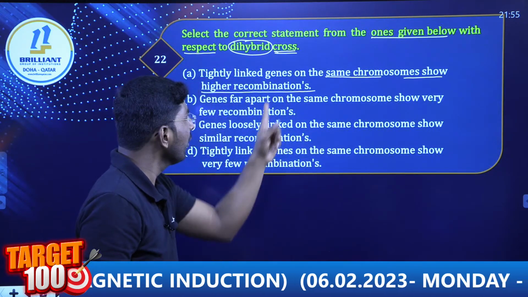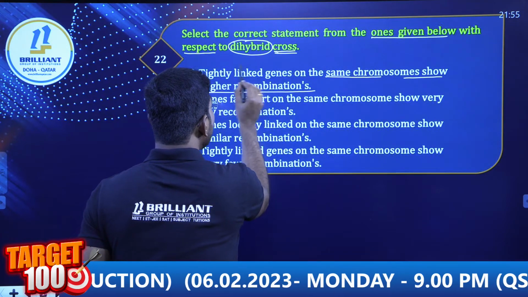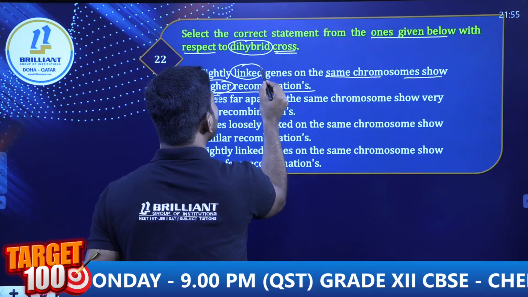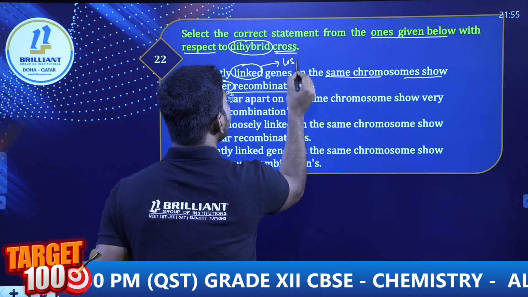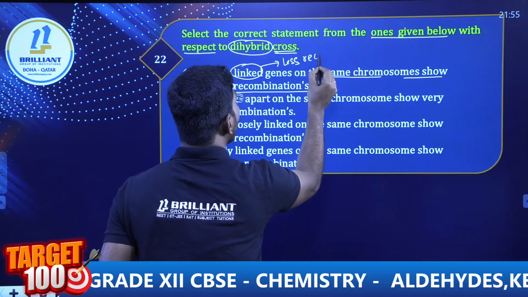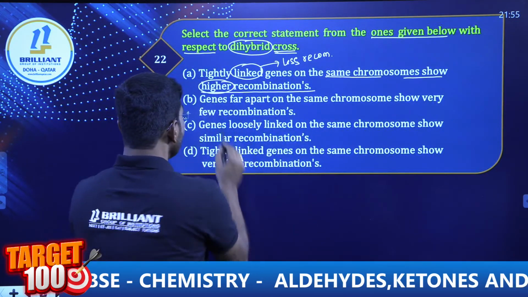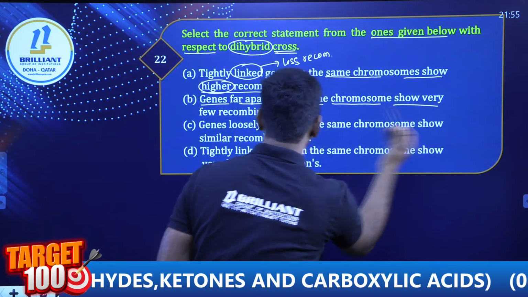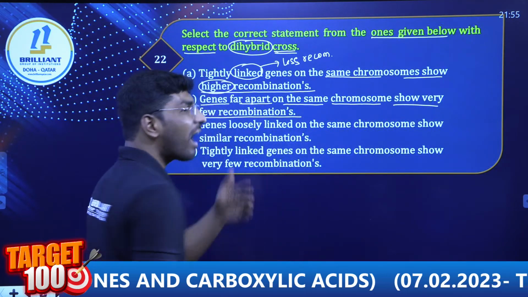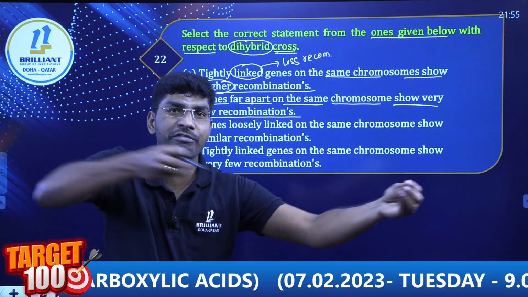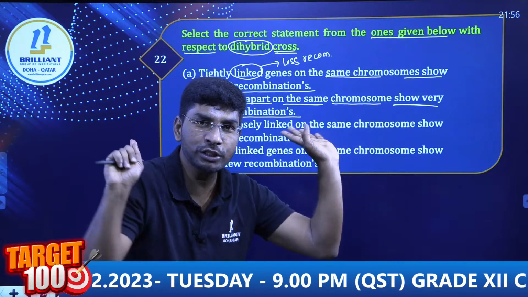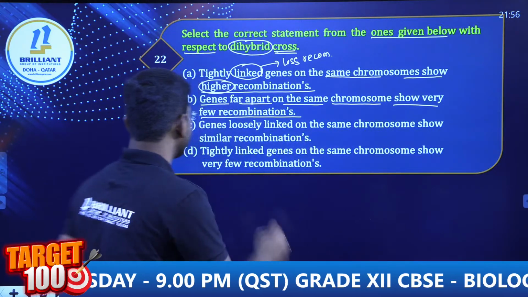The answer is correct. Statement 1 says tightly linked genes on the same chromosome show high recombination. No, no, no. Tightly linked genes show less recombination. Genes far apart on the same chromosome show very high recombination because they are very far, so crossing over takes place easily and segregation takes place easily.